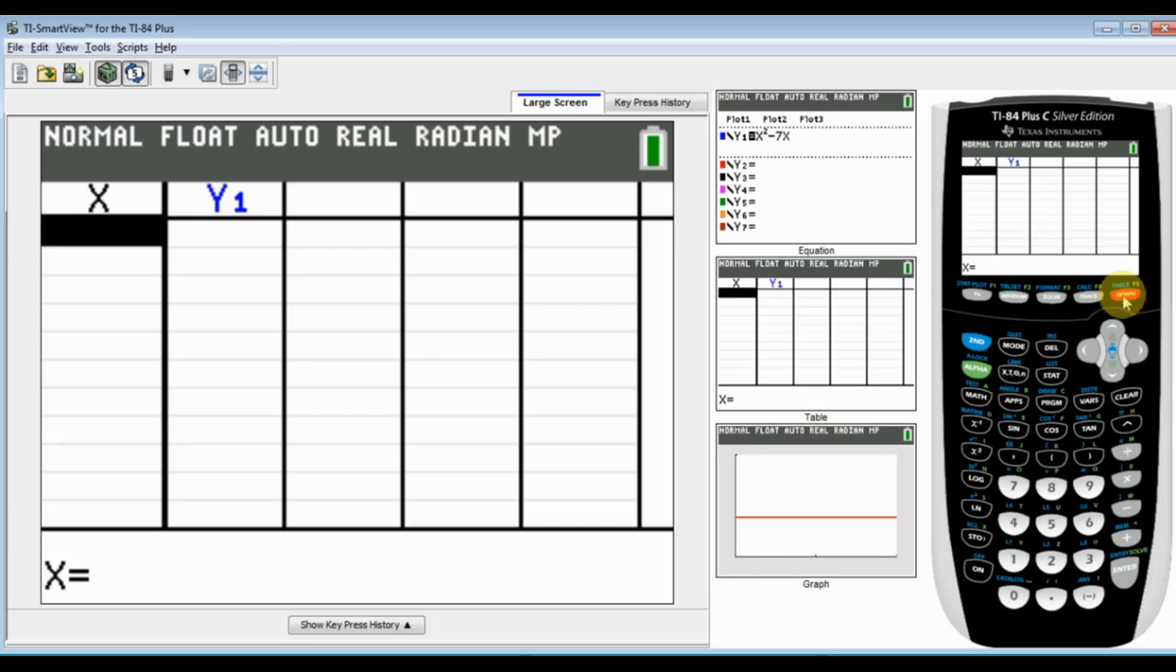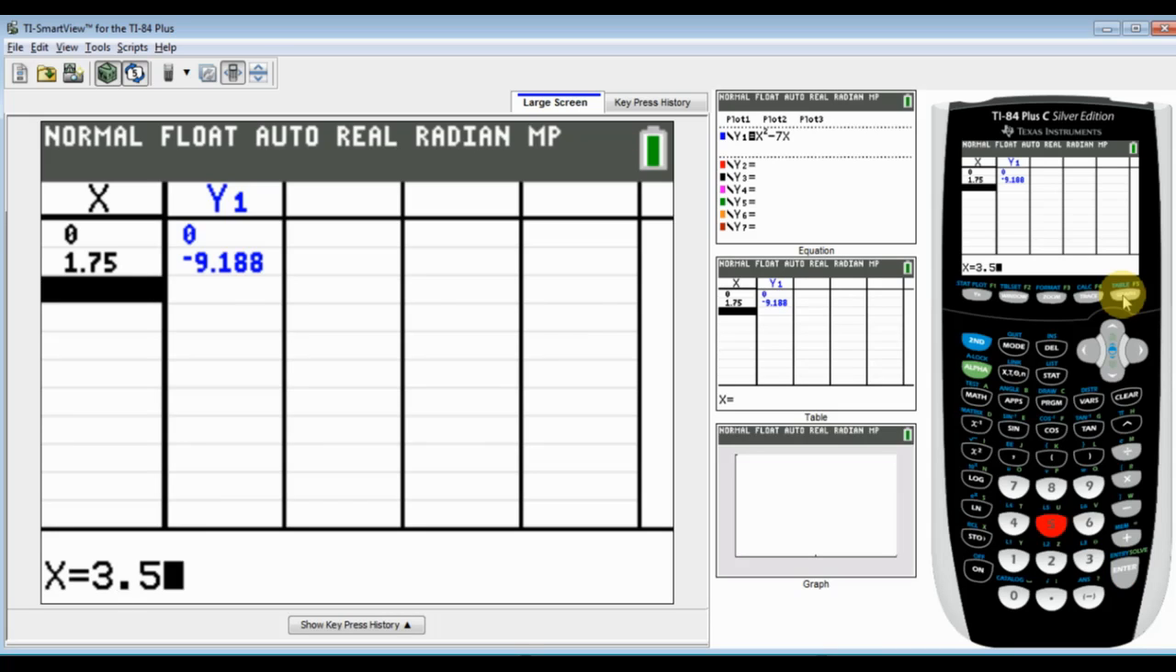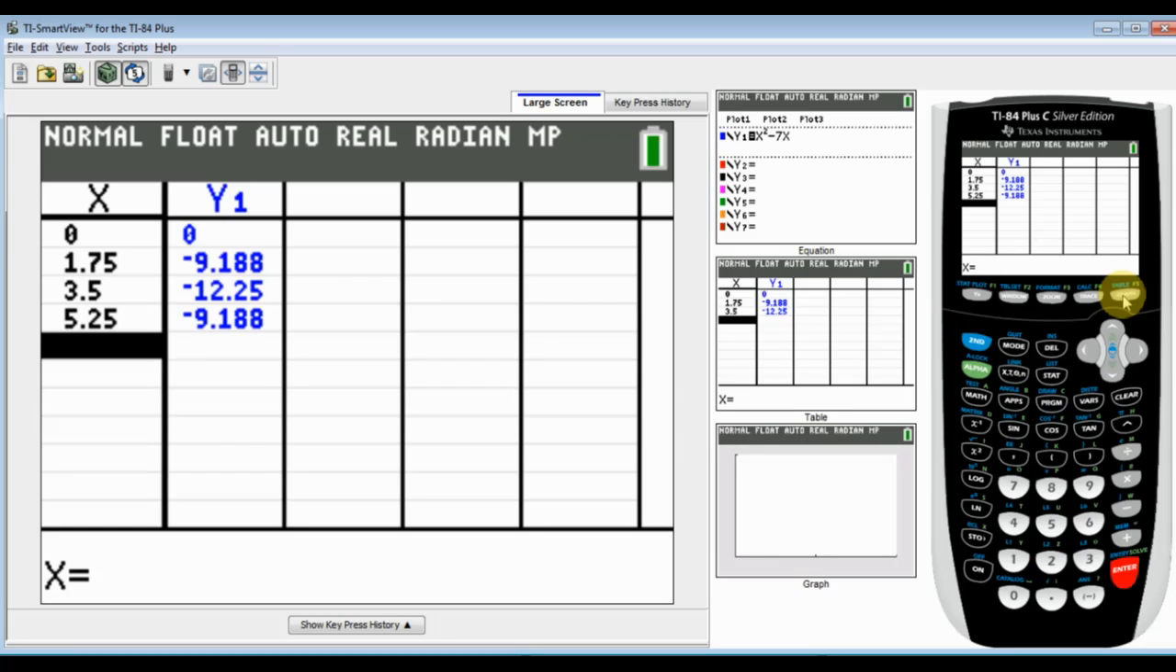What's the first value of f of x we want to evaluate? 0. Put in a 0 and then enter. What's the next one? 1.75. Put 1.75 and push enter. What's the next one? 3.5. Good. Put 3.5, push enter. What's the next one? 7. Good.